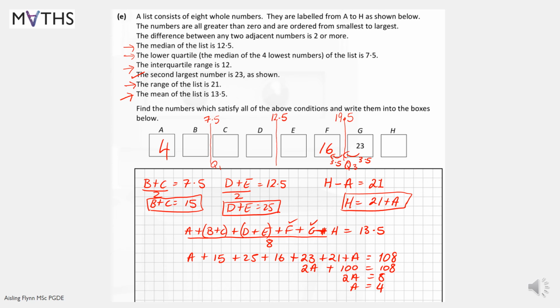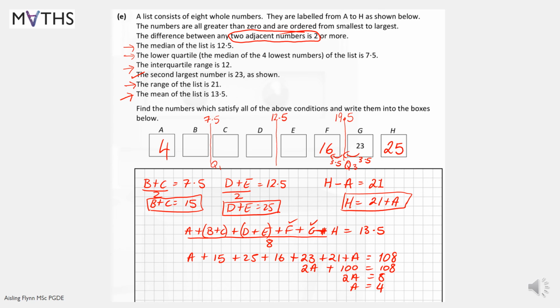Okay, from that I can fill in H because the range was 21, so the difference between them is 21. So put in there 25. So for H, 25 minus 4 is 21. And then the only other piece of information that I haven't used yet is the two adjacent numbers. The difference between them is 2 or more.